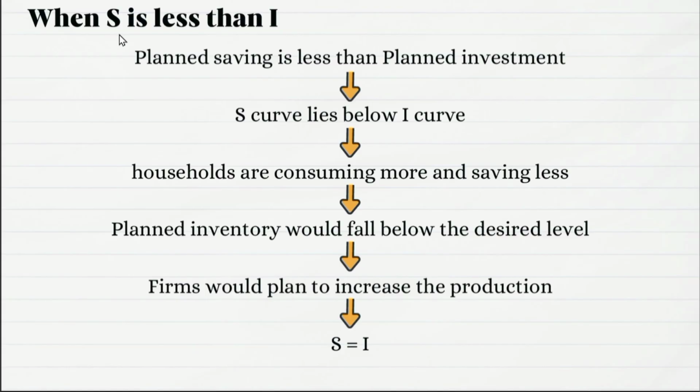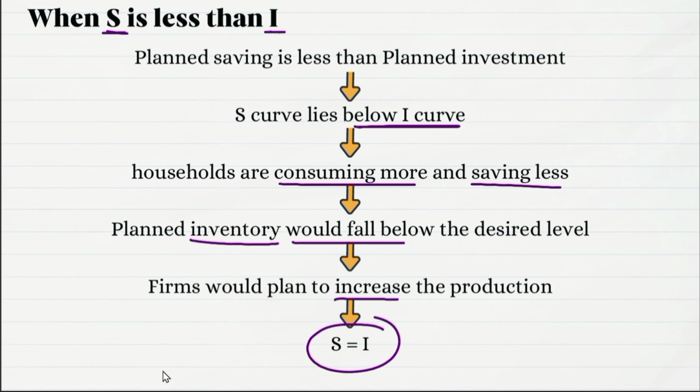So when planned saving is less than investment, the S curve lies below the I curve. Households are consuming more and saving less. As a result, planned inventory would fall, and firms would plan to increase the production till the economy is back to the equilibrium level of income.